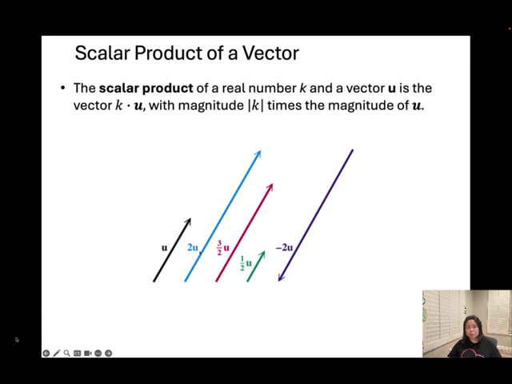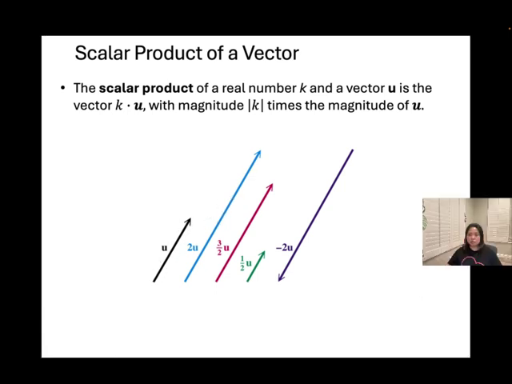So 2 times u means we have the same direction, but 2 times the magnitude of u. And you can see the negative 2u means you're going to go in the opposite direction, negative 2. Okay?